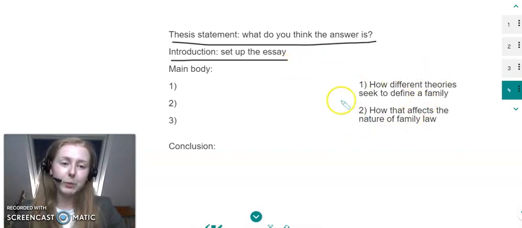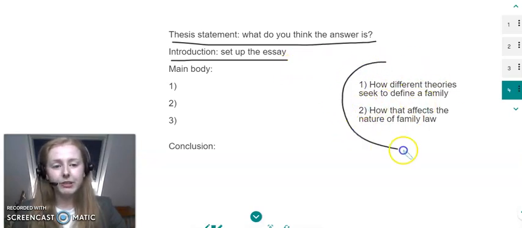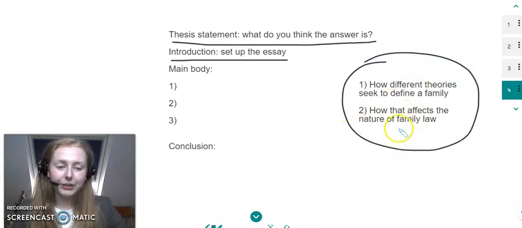So this is your two parts, obviously, to the essay: how theories seek to define a family and how that affects family law. How do you think we should approach this? You're not sure? That's perfectly fine. That's why we're going through it together.